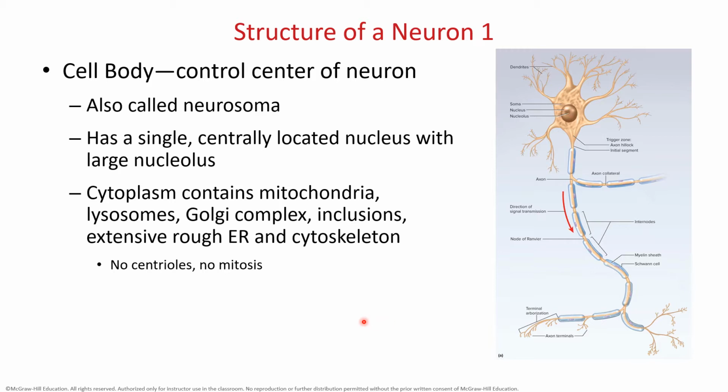It has cytoplasm, which contains mitochondria, lysosomes, Golgi complex, inclusions, extensive rough endoplasmic reticulums, and cytoskeleton. Notice it does not have centrioles, and therefore it's not going to go through mitosis. Therefore, nerve tissue is very hard to heal.